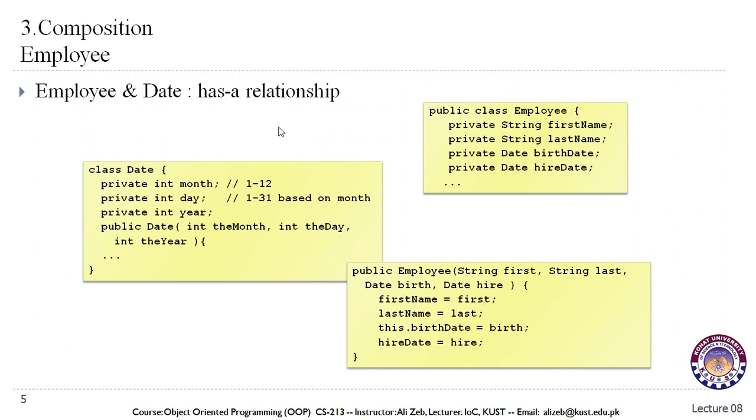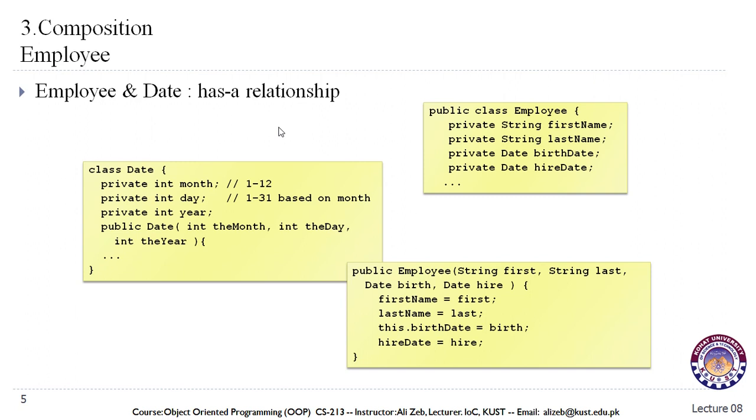Alternatively, what you can do is create a separate course class, and the course class will have its own variables like the course code, the course name, and the number of credit hours. And then you can add a variable of the course class in the student class to represent the courses that the student is taking in that semester.